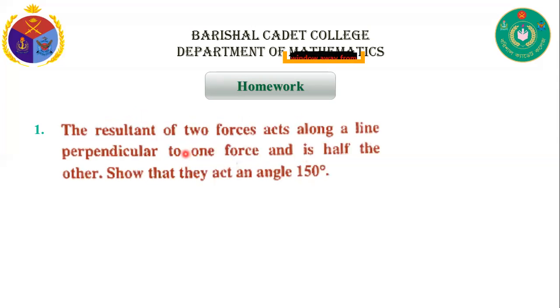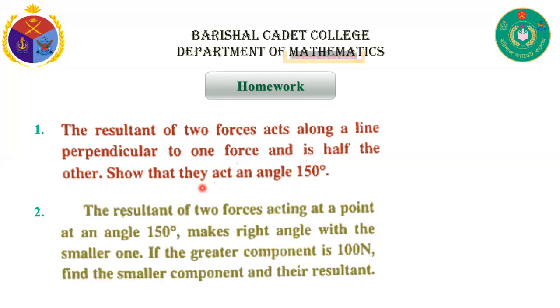Number one, the resultant of two forces acts along a line perpendicular to one force and is half the other, show that they act at an angle of 150 degrees. And number two, the resultant of two forces acting at a point at an angle of 150 degrees makes a right angle with the smaller one. The greater component is 100 Newton. Find the smaller component and their resultant.